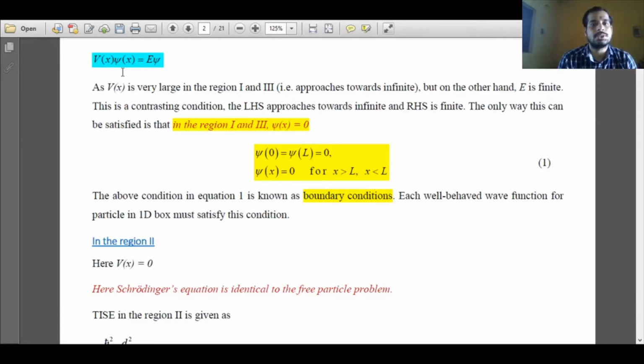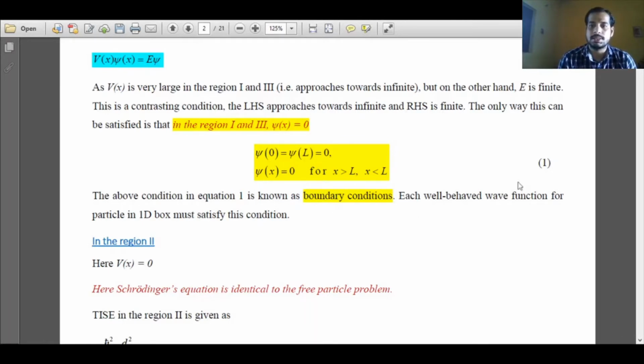Psi x is equal to 0 for regions 1 and 3 means the wave function of the particle is 0 in regions 1 and 3, meaning the particle is non-existent in regions 1 and 3. Now this helps us reach a special condition called the boundary condition, that is psi 0 and psi L, meaning at the boundary the wave function becomes 0. The wave function has non-zero values only within the box, that is in region 2, and beyond region 2 the wave function is non-existent.